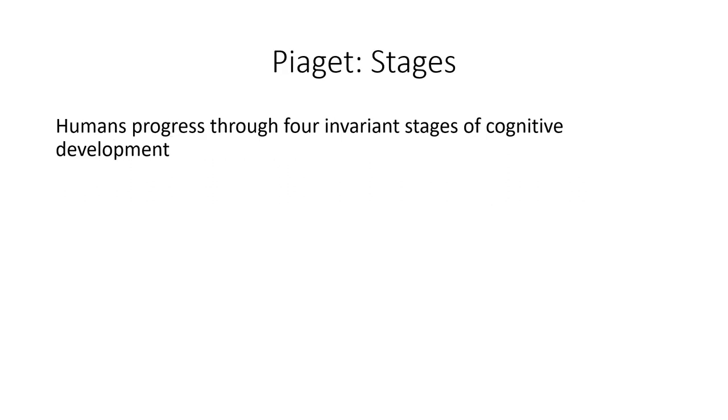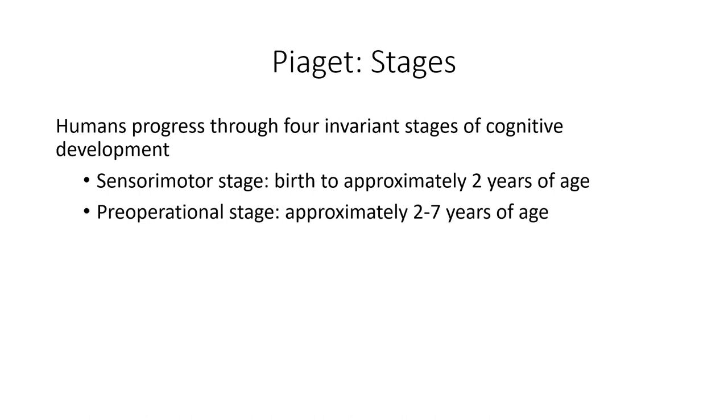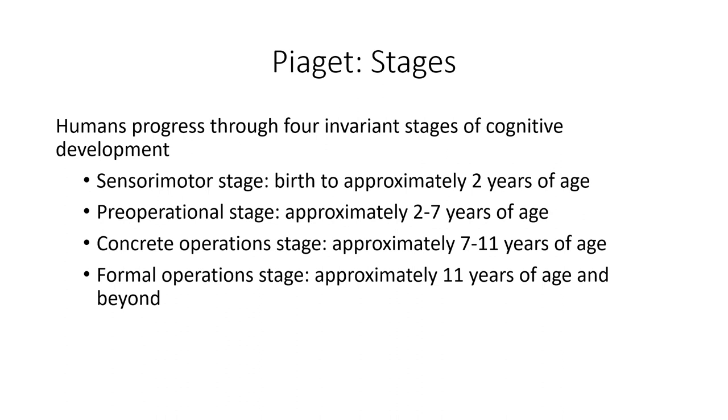So Piaget found that humans progress through four invariant stages of cognitive development. To him there was no variance in it. We're going to look at each of these stages in detail. The first stage is the sensory motor stage, from birth to about 2 years of age. The next is the pre-operational stage, from approximately 2 years of age till 7 years of age. Then we've got the concrete operations, from 7 to about 11. And finally, formal operations, from about 11 beyond.